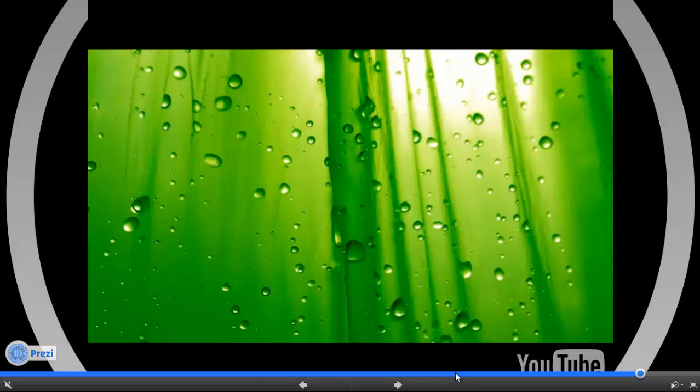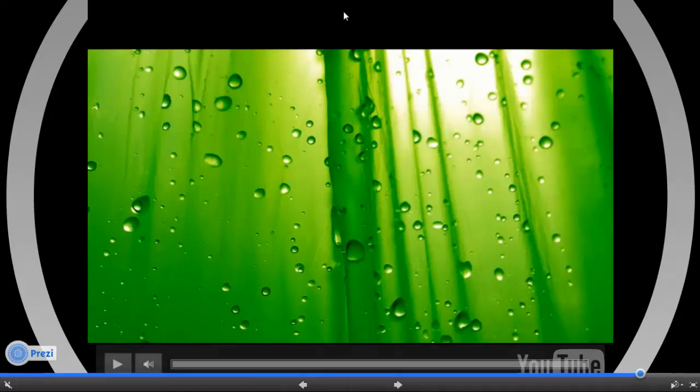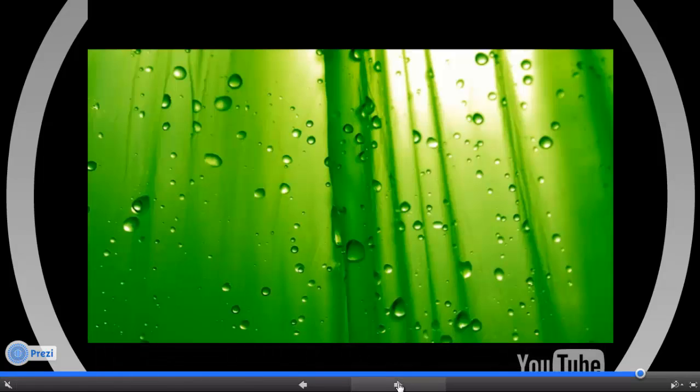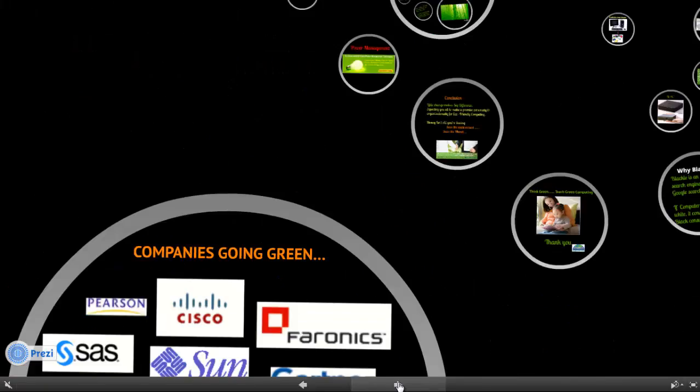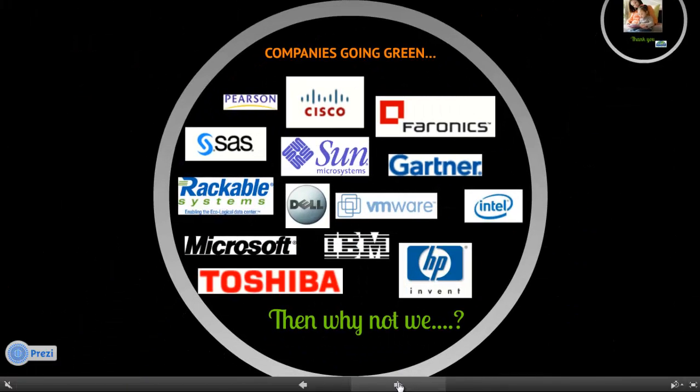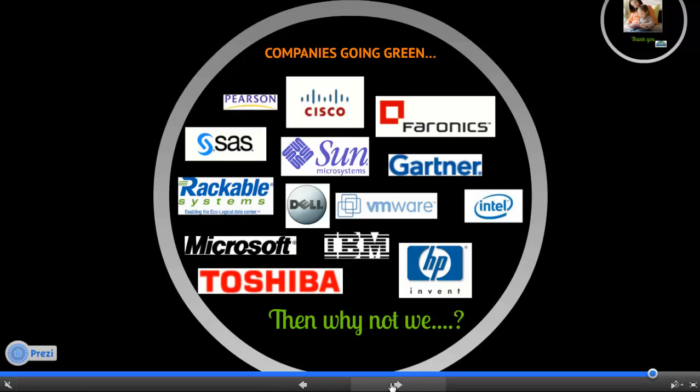Green color is for prosperity. So think green. How pleasant is green? Think green computing. Companies are going green. So many companies nowadays are thinking of green computing. Sun Microsystems, Gartner, HP, IBM, Toshiba, Microsoft, Intel, Dell, SAS, Pearson, Cisco. So many companies have now joined to go green.